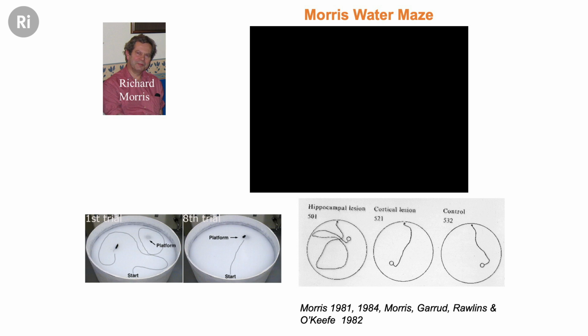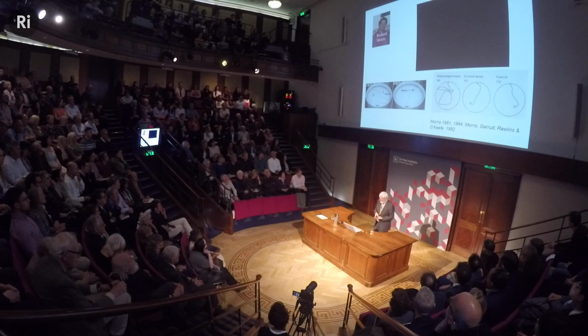As you can see on the lower left-hand side, it's really a big swimming pool, a swimming tank of about 1 meter in diameter. The pool is filled with slightly opaque, milky water, and somewhere in that pool is a little platform which can be either above the level of the water or below it. If it's above the level of the water, the animal can say, oh, there's the platform, and swim straight to it. If it's dropped a little bit down, below the level of the water, he can't see it. He then has to localize himself, work out where he is in the room, and then remember where the platform is in the same coordinate system and swim to it.